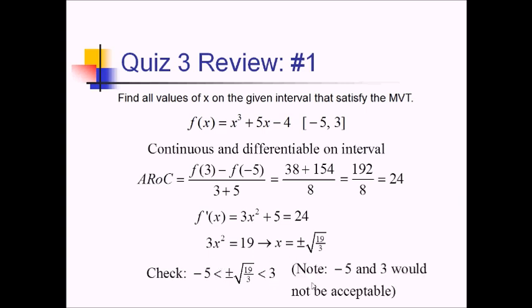It is important to note here that negative 5 and 3 specifically would not be acceptable. If you got exactly 3 for an answer, for example, because that's not on the open interval, it actually would not satisfy the MVT. And I know the AP exam occasionally throws a question on there where that's one of the options and you want to throw it out.